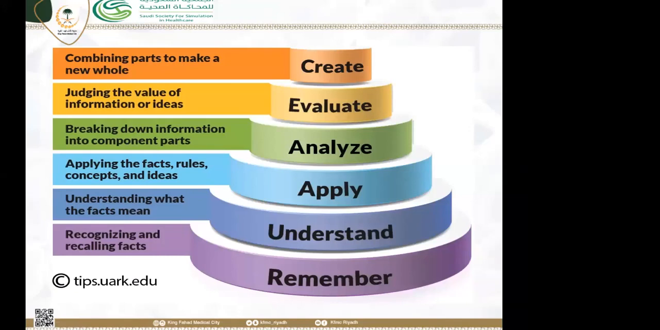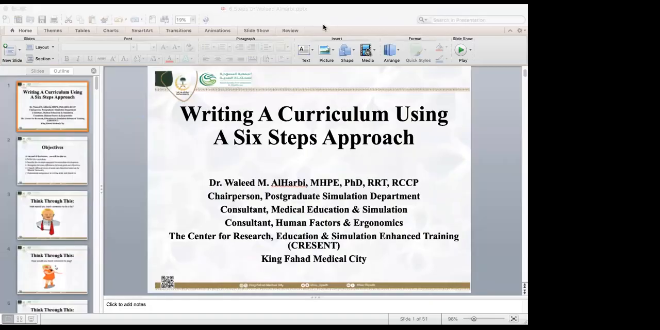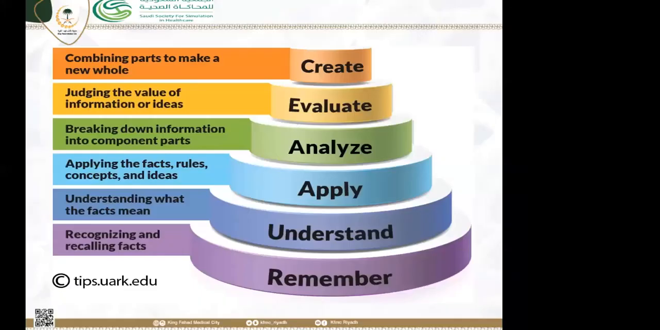Attitude. Emotion, attitude, ability to think, mental skills. Emotion, Maz Dehrani. Yeah. Motor skills. Motor, like skills. So objectives fall into three domains: knowledge, attitude, and skills.